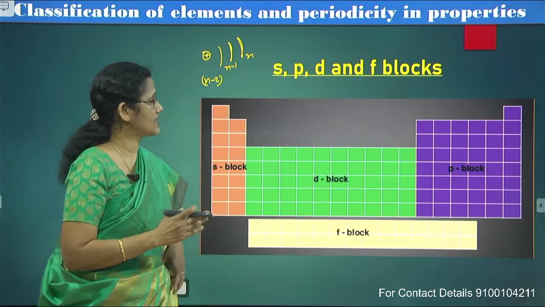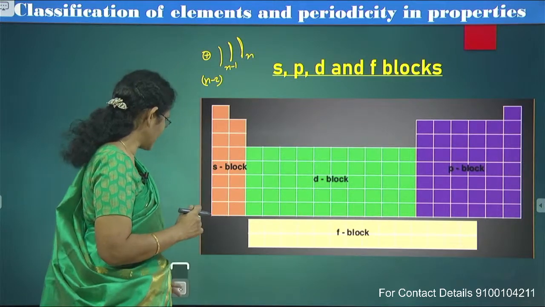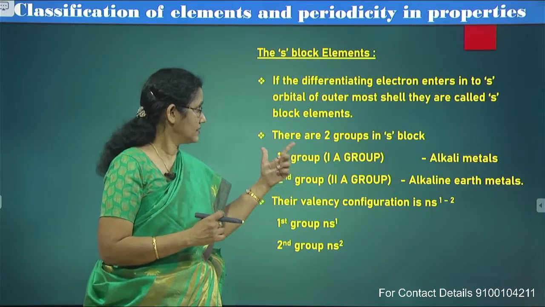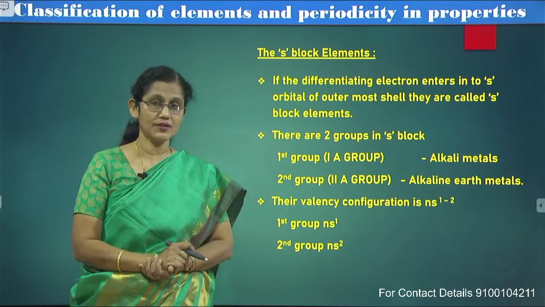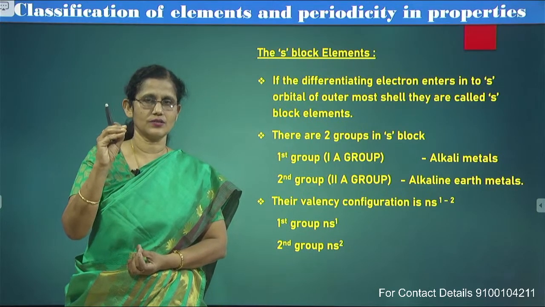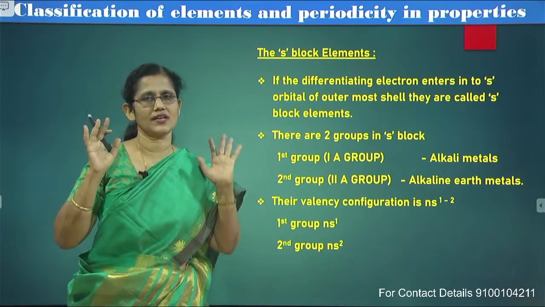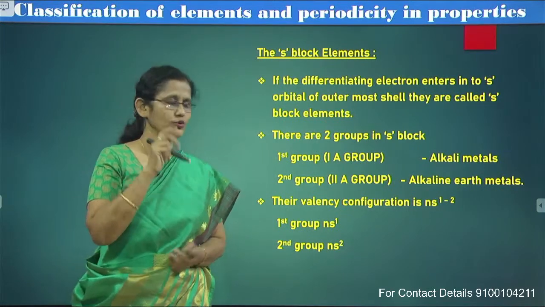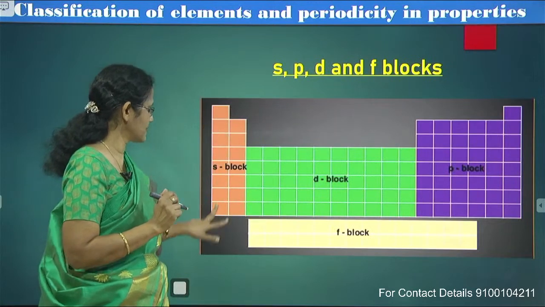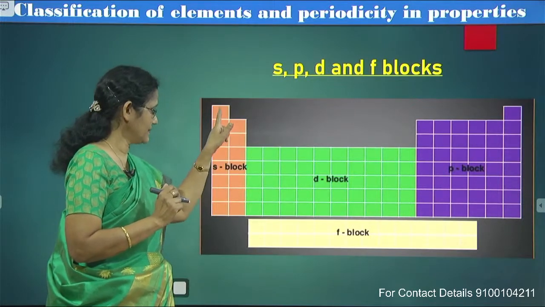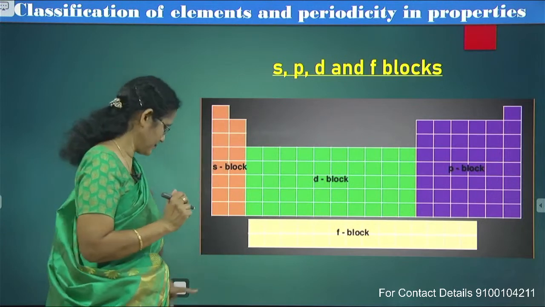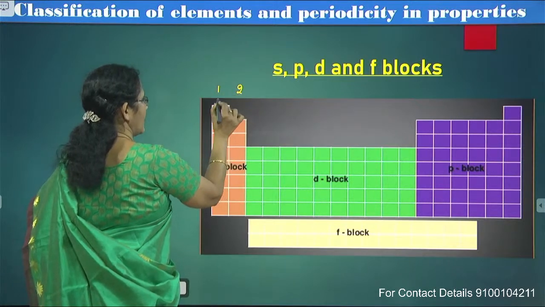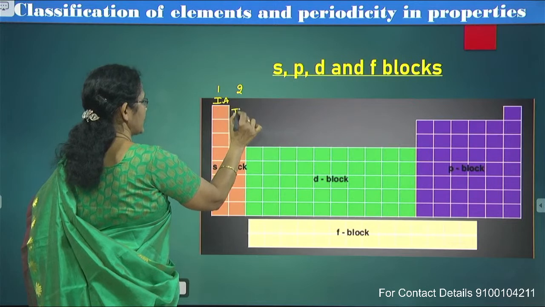So, we are studying now the classification of elements into blocks, right. Now we are starting S block elements. What are S block elements? If the differentiating electron enters into the ns orbital of the outermost shell, they are called S block elements, right. Now, how many groups are there in S block? There are 2 groups, just now we have seen. What are they? First group, second group, 1A and 2A group.